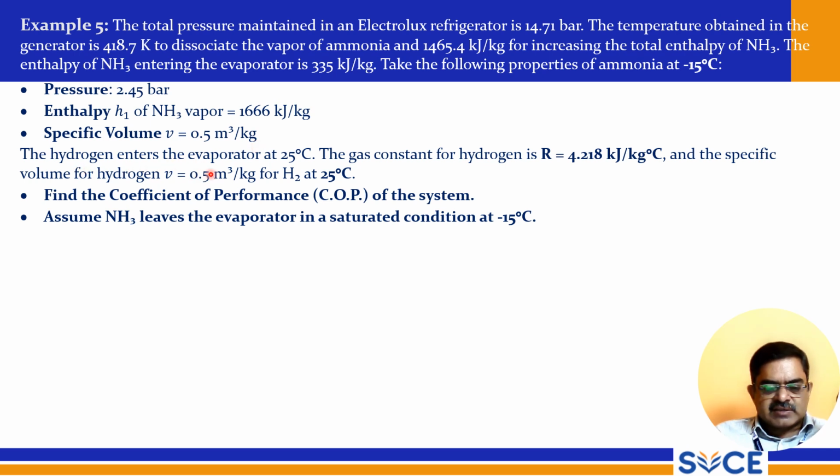The hydrogen enters the evaporator at 25 degrees Celsius. The gas constant for hydrogen is equal to 4.218 kilojoules per kg degree Celsius. Please remember this value, students, for hydrogen. Otherwise, it will be available in your tables. And the specific volume of the hydrogen equal to 0.5 meter cube per kg, and H2 at 25 degree Celsius.